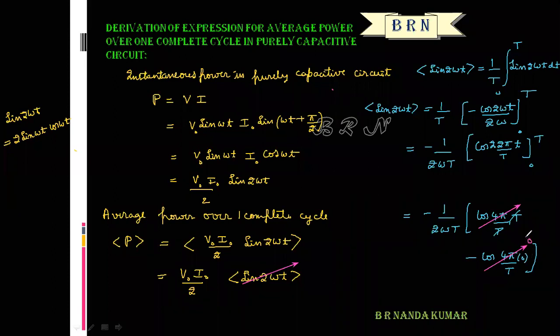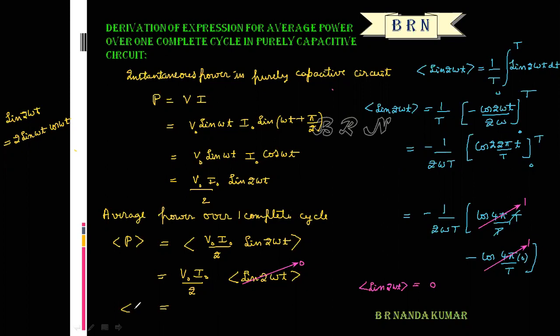Cos 4 pi by T into 0 is cos 0, and cos 0 is 1. So T cancels, cos 4 pi, cos of even multiples of pi, is 1. 1 minus 1 is 0, and 0 into anything is 0. Right? So the average of sine 2 omega t is equal to 0.